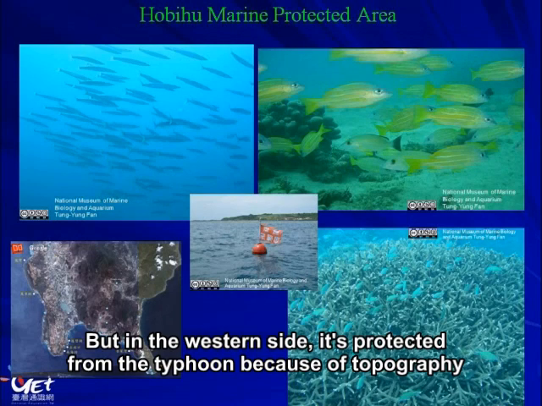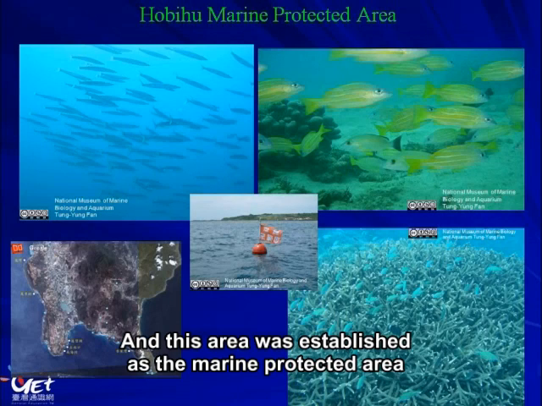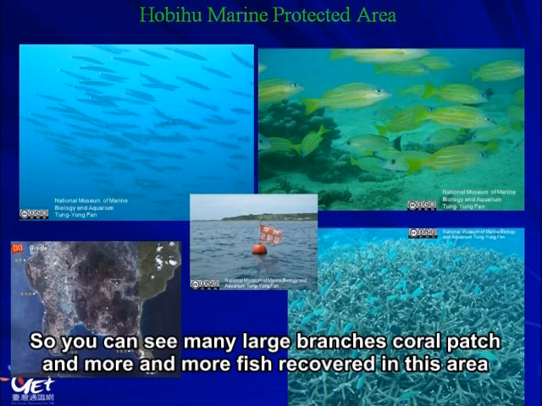But the western side is protected from the typhoon because of the topography, and pollution also influences this area less. And this area was established as a marine protected area. Right now, the coral reefs still remain in a very healthy status. So you can see many large branching coral patches, and more fish have recovered in this area.